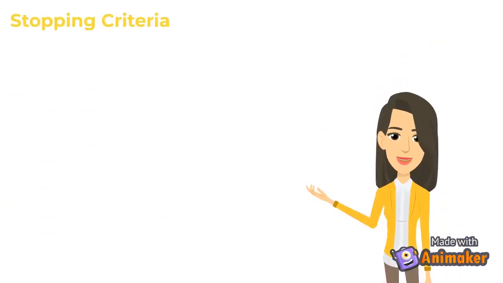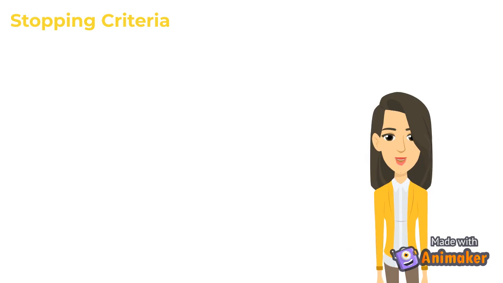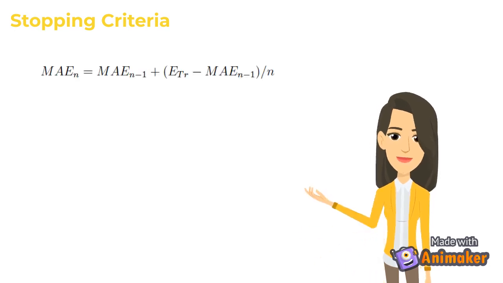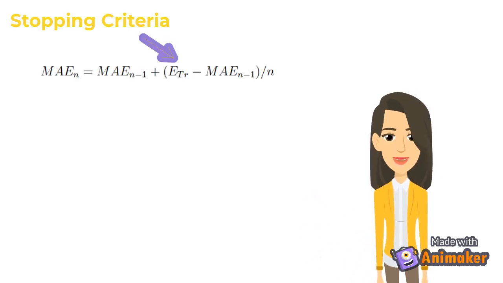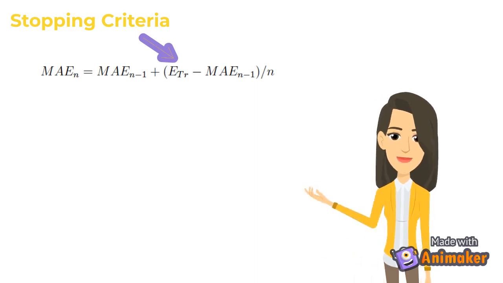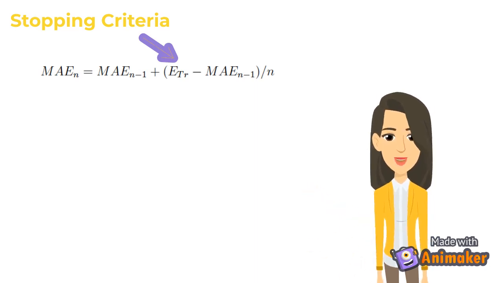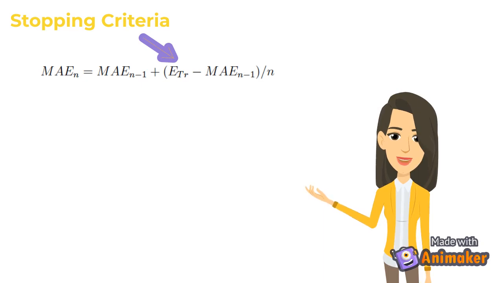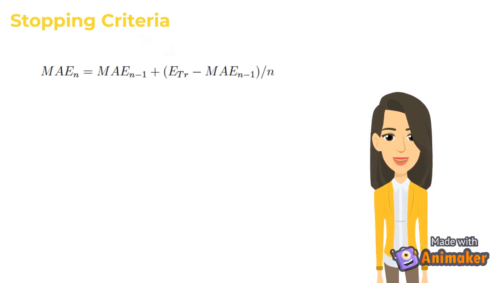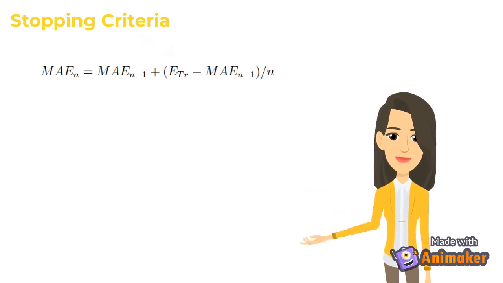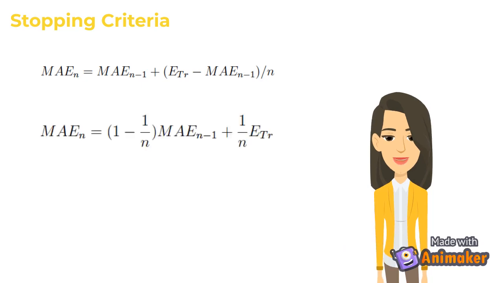The transition among stages described before is governed by the stopping criteria. ETR, or the training error, is used to measure the network performance. However, the value of the training error may oscillate back and forth. To dampen the effect of such fluctuations, an exponentially weighted moving average of the error is used. The formula can be rewritten in this way, where the current training error has a weight of 1 over n.